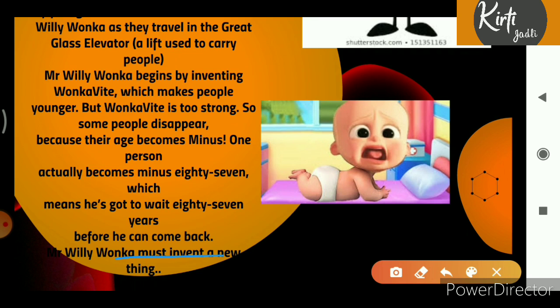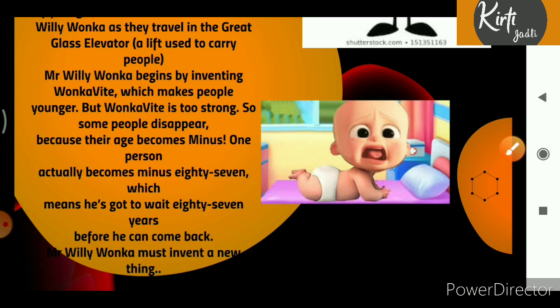Willy Wonka must invent a new thing. Now there is an emergency here because he has tested this medicine, which is called Wonka White, on a person, and that person became so young that he actually disappeared. Instead of becoming a baby, he just vanishes. He vanishes and goes into the world of spirits, goes into the world of ghosts. And now he has to do something in order to bring that person back.